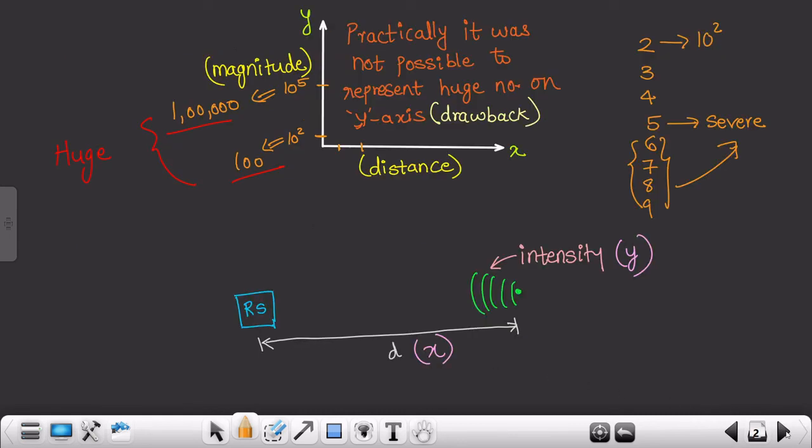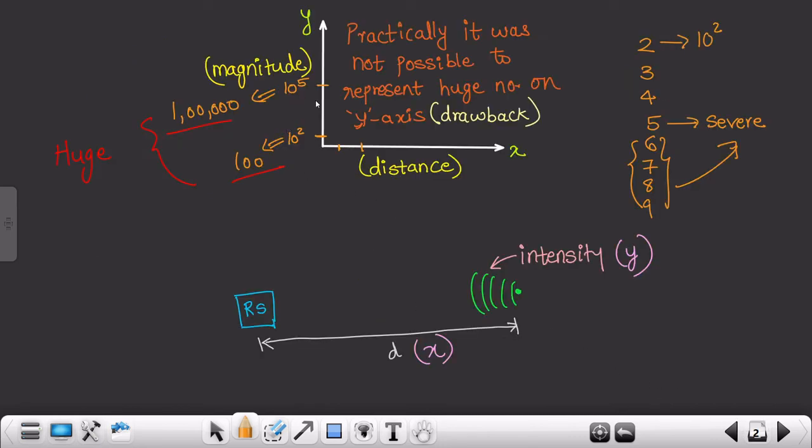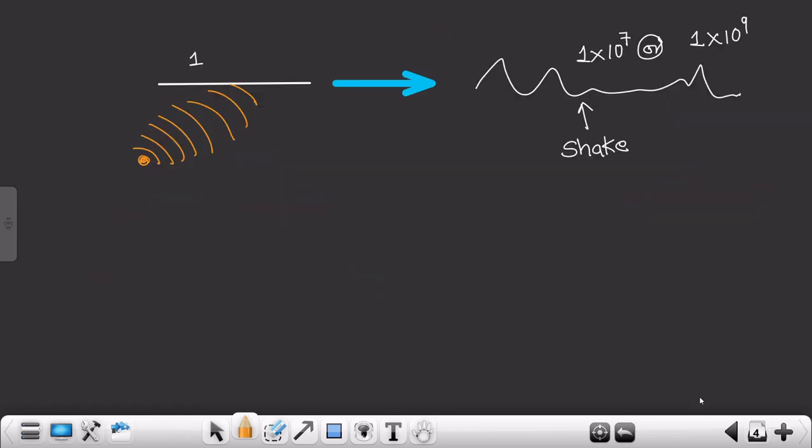Oh, now I got the point, sir. Rather than writing 10 raised to 7 and 10 raised to 9, I will write directly 7 and then 9. Now we can easily represent these two numbers on the y-axis. This kind of number can easily be accommodated on a piece of paper, but when we were dealing with 10 raised to 7 and 10 raised to 9, it was not at all possible to accommodate such a huge number on a piece of paper. So here the log played a very significant role.